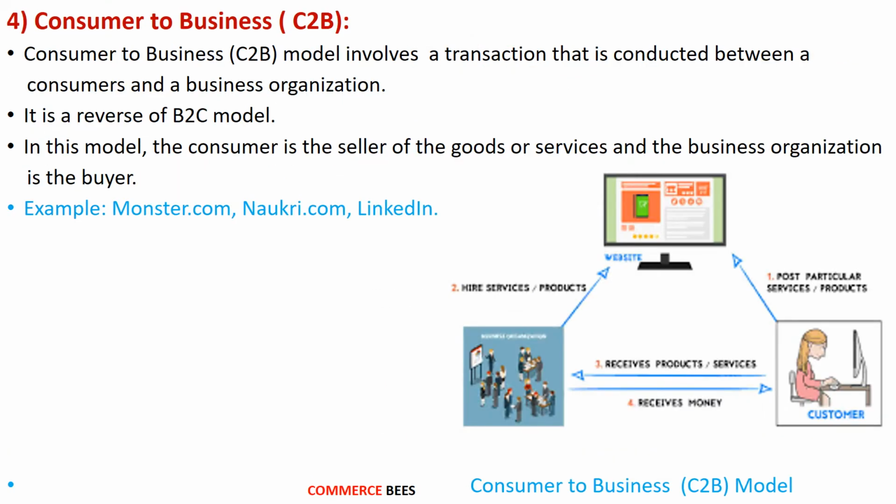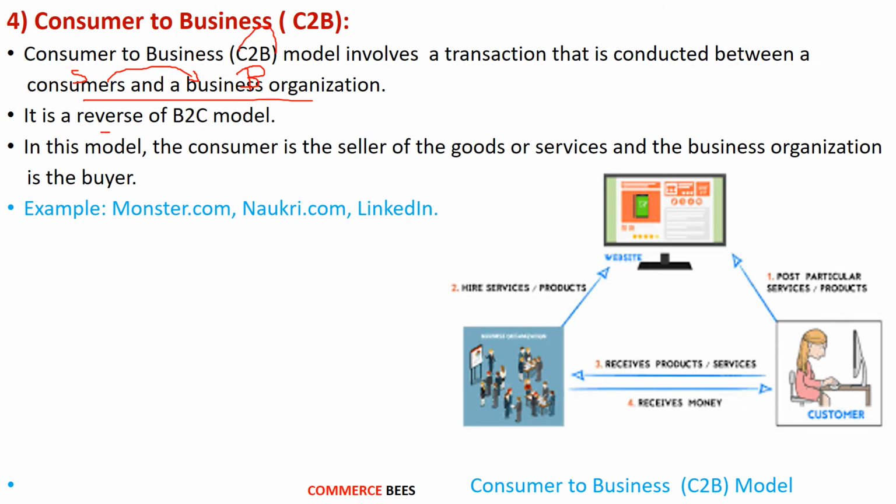The fourth is the consumer to business model, which we shortly call the C2B model. Consumer to business or C2B model involves a transaction that is conducted between a consumer and a business organization. Here the consumer will sell the products to the business organization. Here the consumers are the sellers of the goods and the business organizations are the buyers of the goods. That's why we are calling it the C2B model.